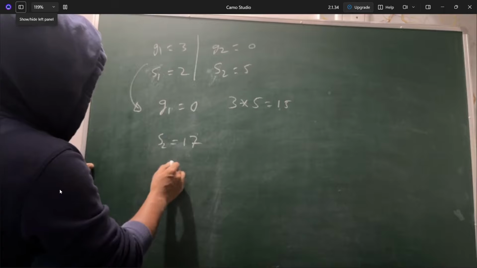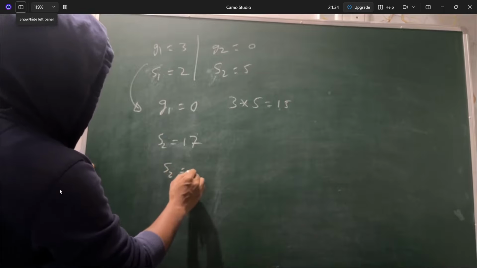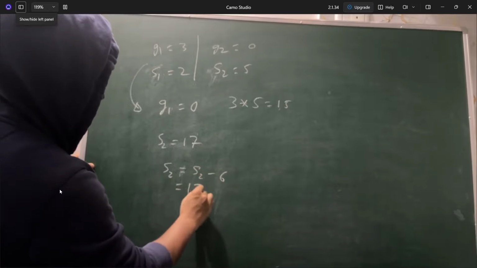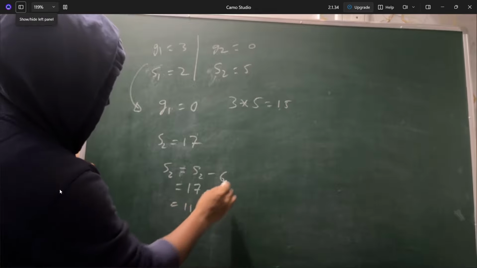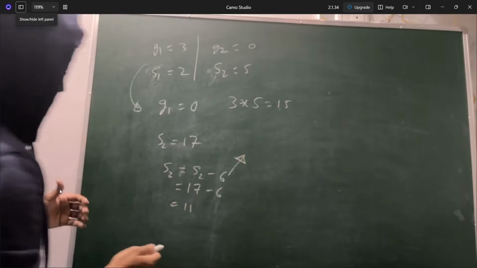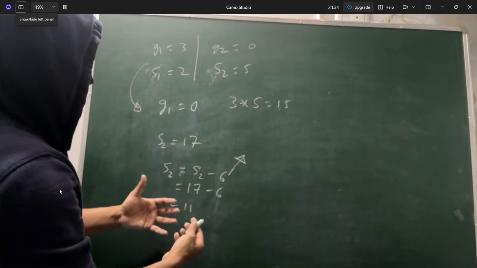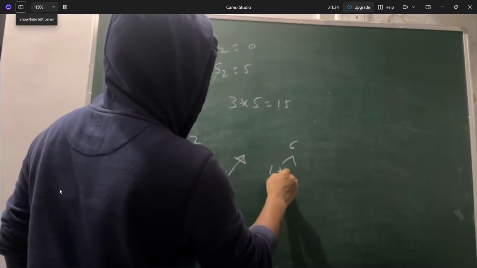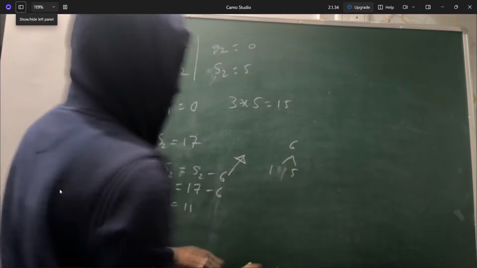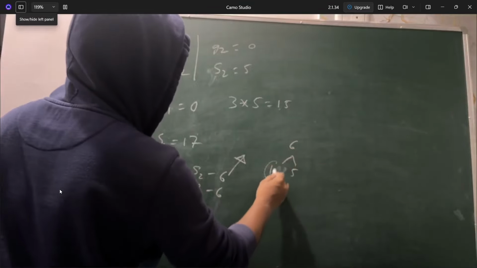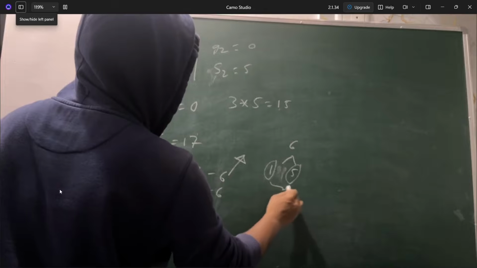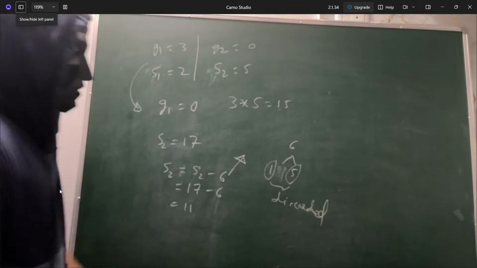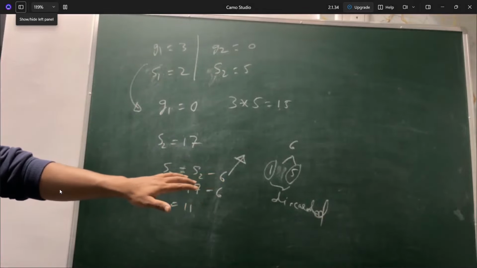So now if you try to remove silver coins by 6, S2 minus 6, what does this mean? Let me write it first. So we have 11. Removing 6 silver coins means that 6 can be written as 1 plus 5, right? So 6 means you have 1 gold coin and 1 silver coin, and you have discarded these two. You understood, right, what I'm trying to say?